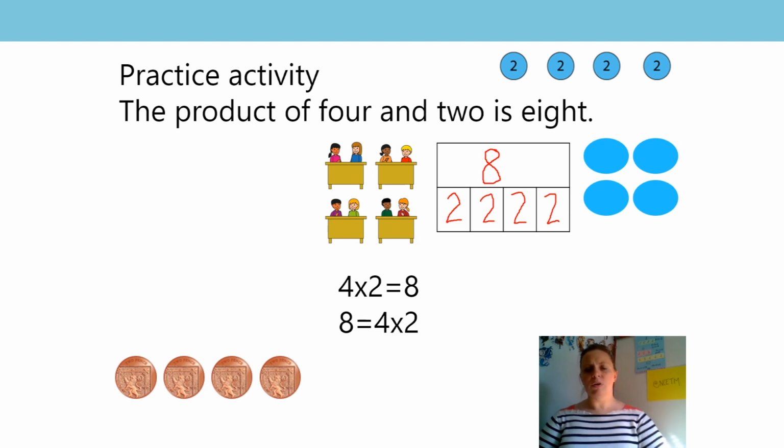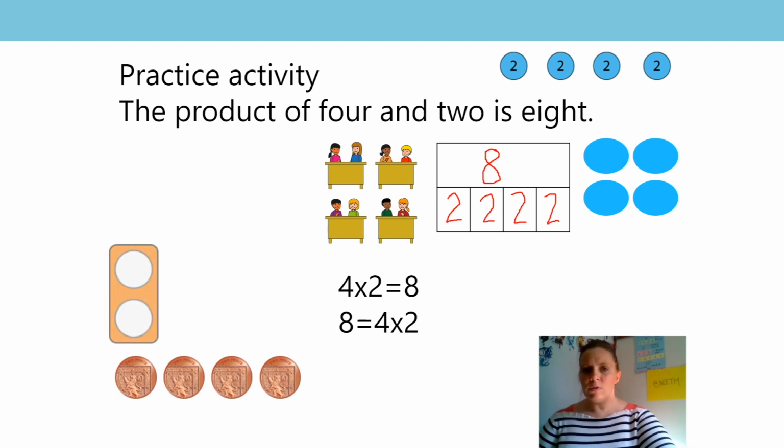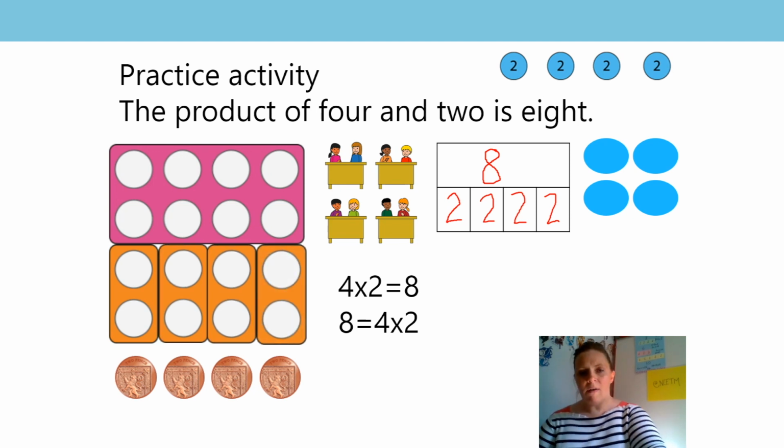So now I've got your practice activity, the thing I'd like you to have a go at for next time. This is my example. And my example says the product of 4 and 2 is 8. So what I did then was I thought about all the different ways I could show that I understood it, that I understood the product of 4 and 2 is 8. I did my counters, four counters to represent one of the factors. My counters had the number 2 on. The other factor, and altogether, they make the product of 8.